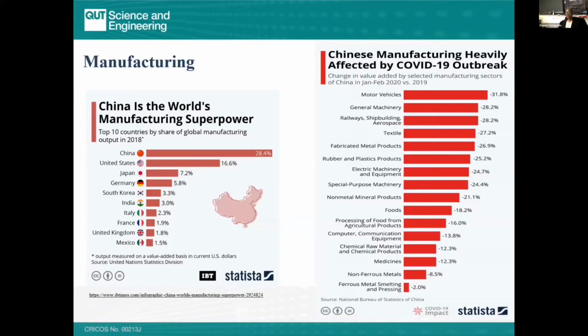Look at manufacturing. The top 10 countries start with China, followed by America, going down to Mexico, and include India, Italy, France, UK, South Korea, and Germany. Manufacturing share in the world is approximately 28.4% for China and 16.6% for the United States. If you look at China alone, I have given the 10 to 15 impacted sectors. For example, motor vehicles have gone down by 32%, general machinery by 28%. You can see all the sectors, railways, fabricated metal products, rubber industry, electric machinery, special purpose machinery, non-metals, food processing, every industry was impacted between 1% and 32%.